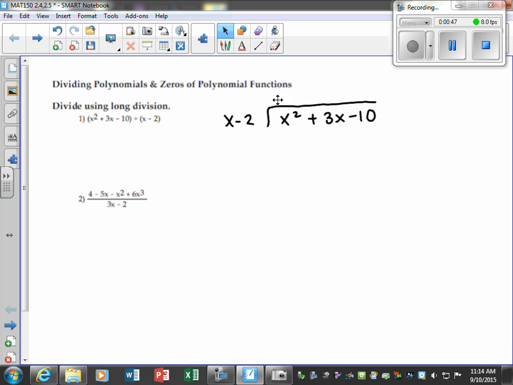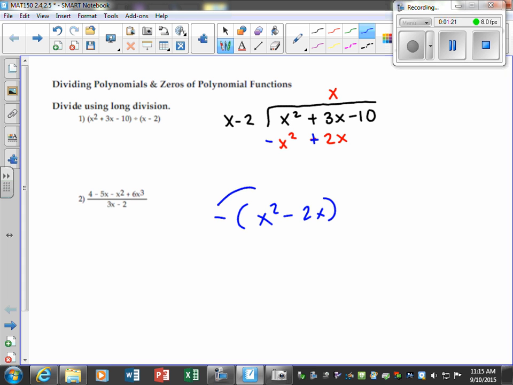So x times what gives me x squared? I need another x. Good. So we put it over here, and it's kind of like we FOIL it back in a sense. X times x is x squared, and then x times negative 2 is negative 2x. And then in division, just like we've always done, what's our next step? Subtract. But when we subtract, we have to subtract this part and this part, because technically it's like subtracting the whole thing, which if you distribute it, you'd have to change the signs of both of them in our subtract step.